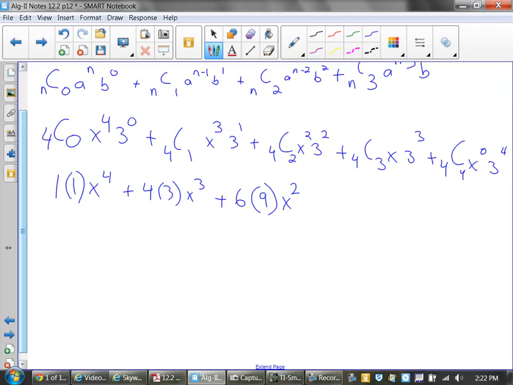Okay. 4 choose 3, I believe, is 3 again. Oh, it's 4. 4 choose 3 is 4. 3 cubed is 27 times x. And then 4 choose 4 is back at 1. 3 to the 4th is 81. X to the 0 is 1.